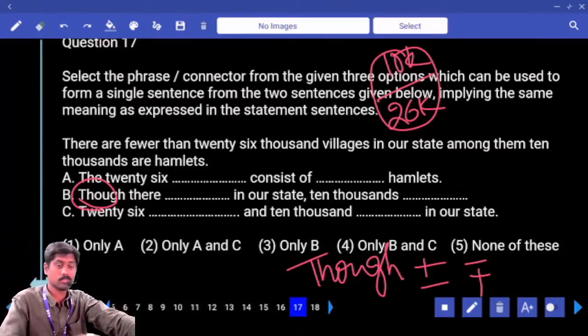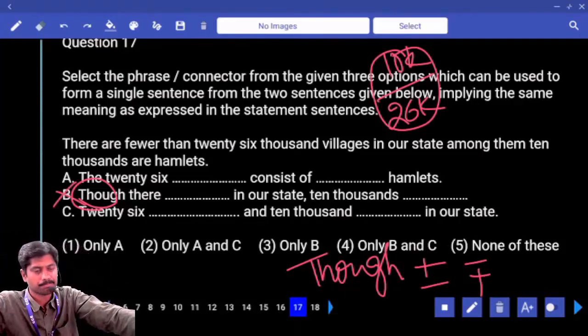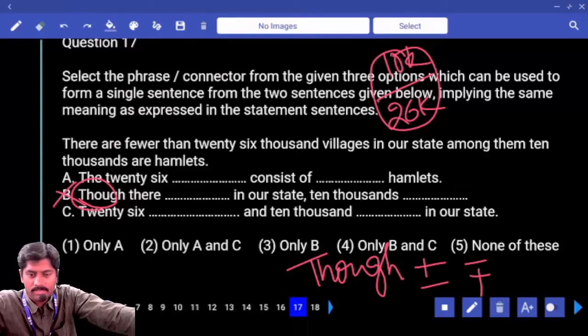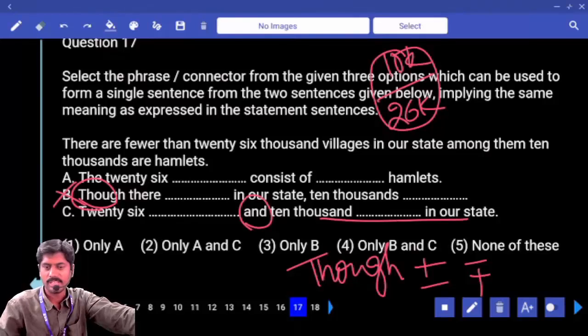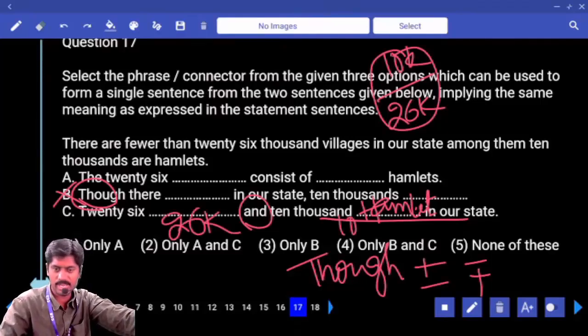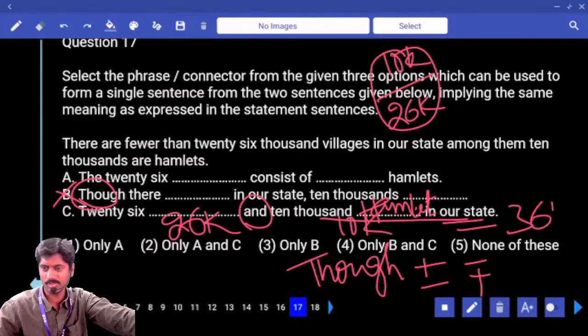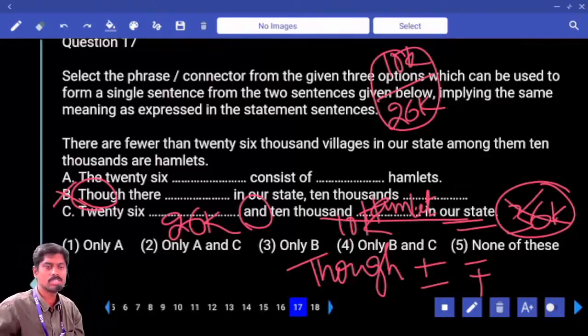That should be there. The original statement is not correct. 26,000 villages are there in our state and 10,000 hamlets. If I take the third statement, 26,000 villages plus 10,000 hamlets, the total meaning is 36,000 villages. Is the question saying like this? No. So the answer is only one.